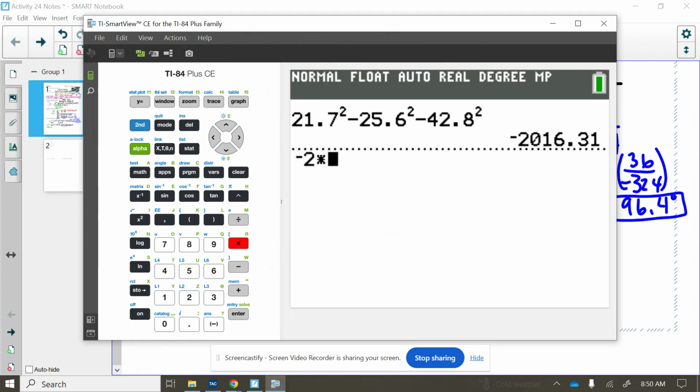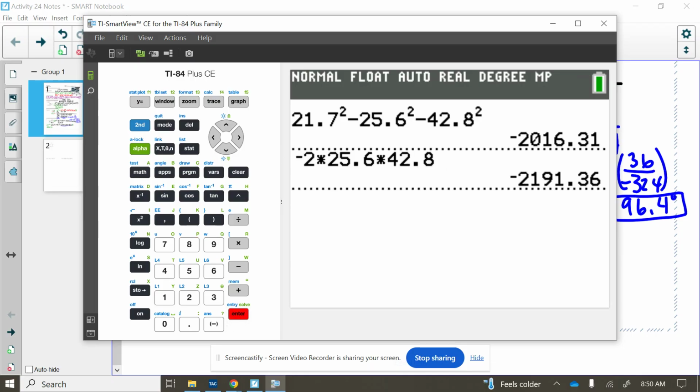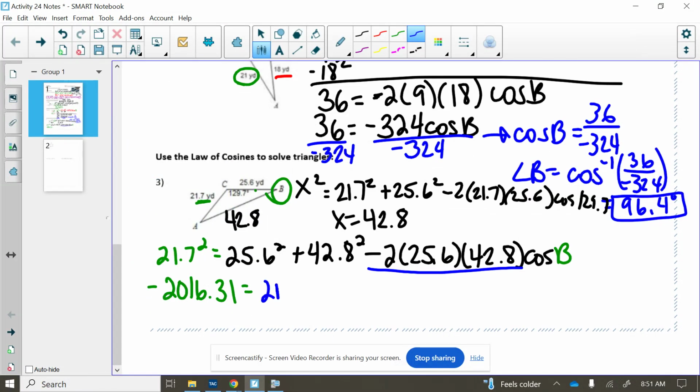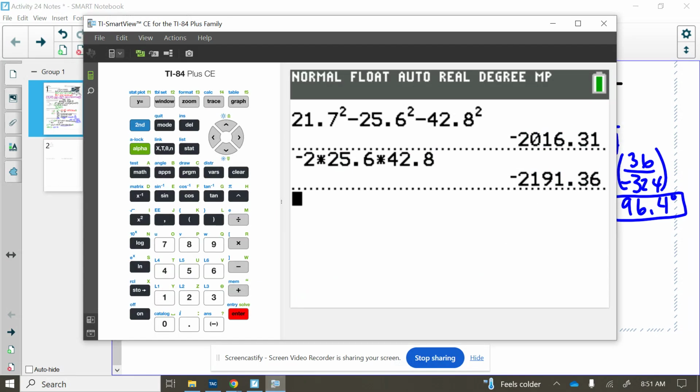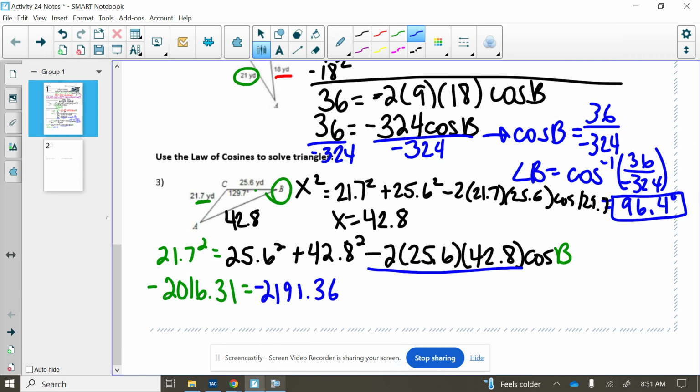So negative 2 times 25.6 times 42.8, we get negative 2191.36. And again, that's negative, so make sure we include that. And then that's again times the cosine of b.